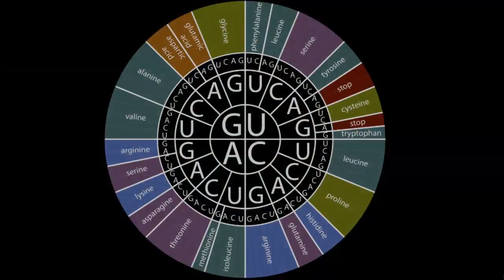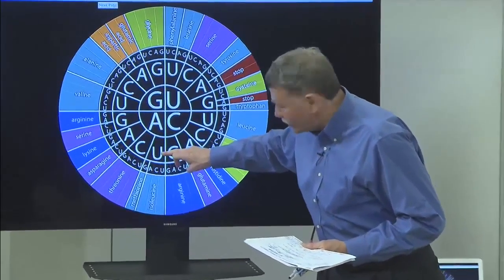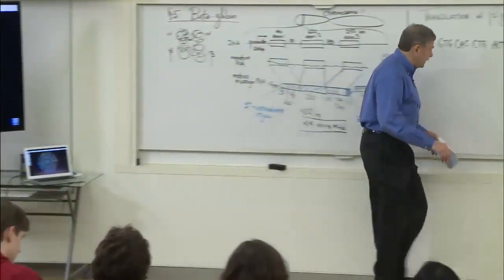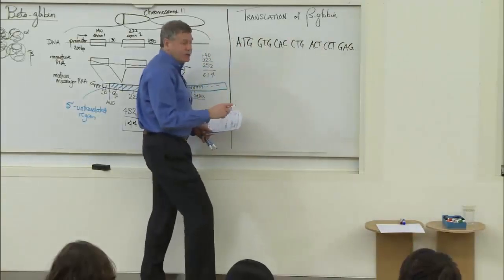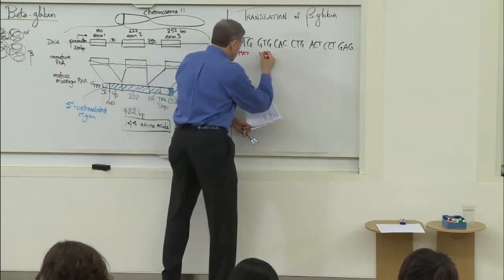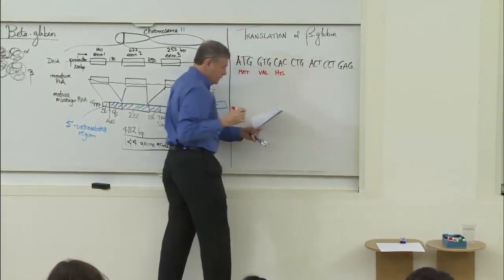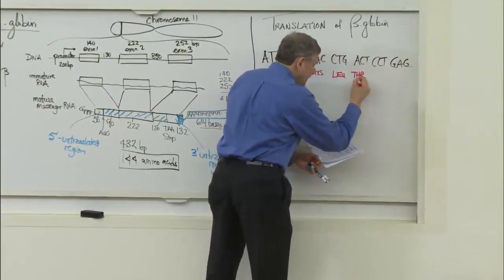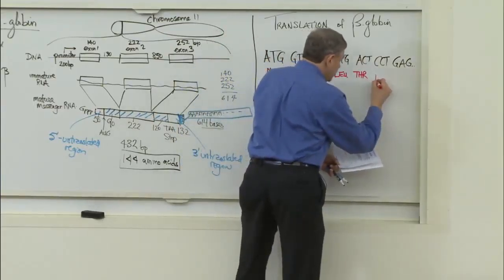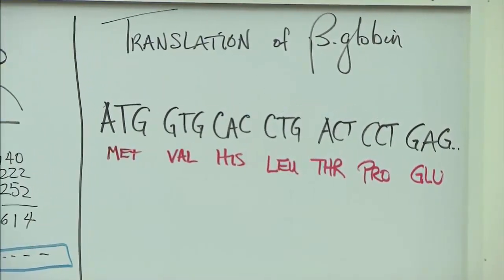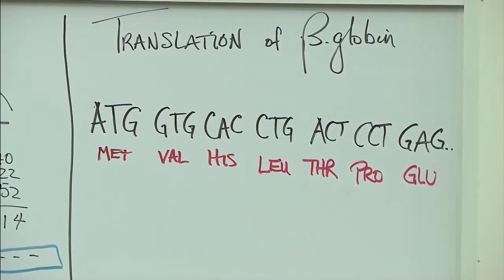Let's translate these. ATG, well, it's an RNA code, AUG, methionine. Keep going. What's the next one? GTG? Methionine, valine, histidine, leucine, threonine, yeah, I did this before actually, proline, glutamic acid, etc. And you just keep reading off the code there. I could go a few more, but I won't.